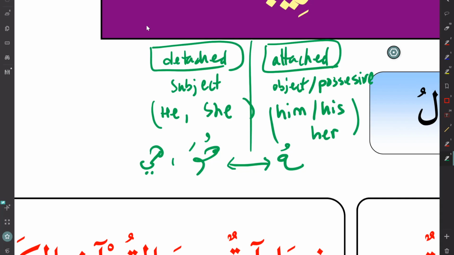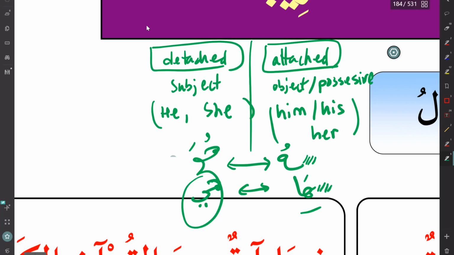And here, let me write this one. The attached pronoun for here is ha, with alif. Again, we need to attach them to a word. So for example, if you want to say her book, you cannot say here; you have to say ha. If you want to say I saw him, you cannot say huwa because huwa is he; you have to say who. Inshallah, how we connect them is something we'll study later. But these are the two things you have to understand right now.